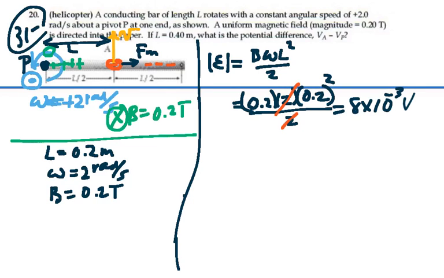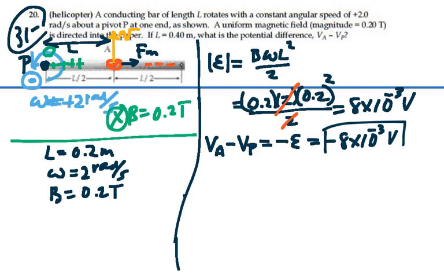But point A is less voltage than point P, and P is 0. So the voltage at A with respect to point P is going to equal a negative of this value, which would be a negative 8 times 10 to the minus 3 volts. So VA minus VP is a negative 8 millivolts.